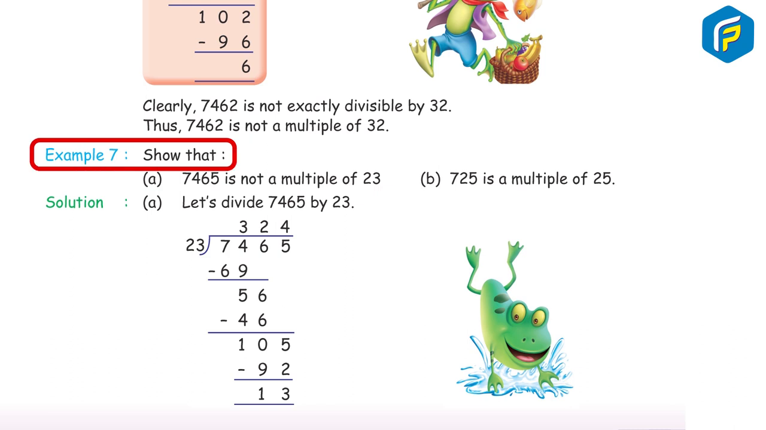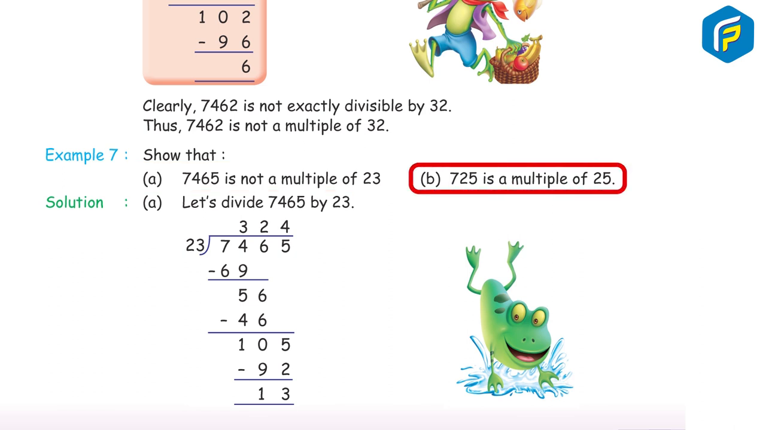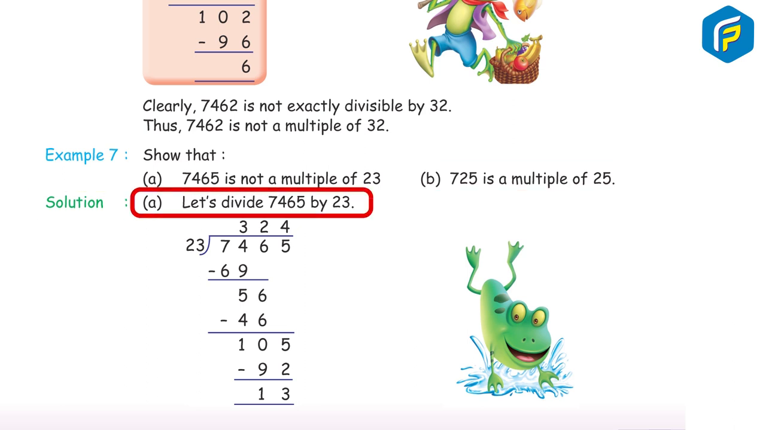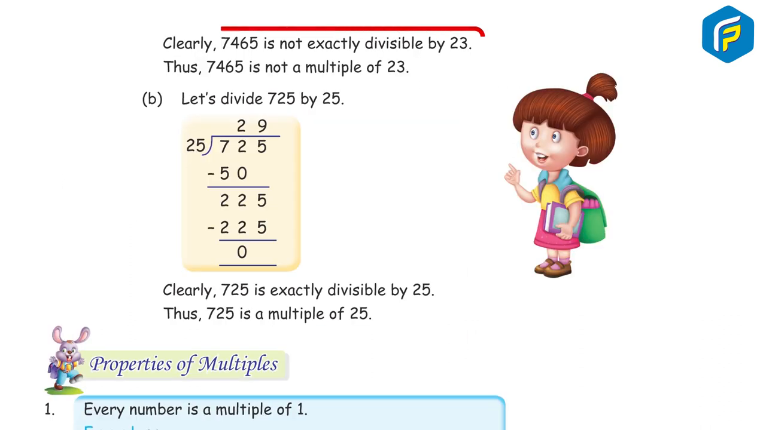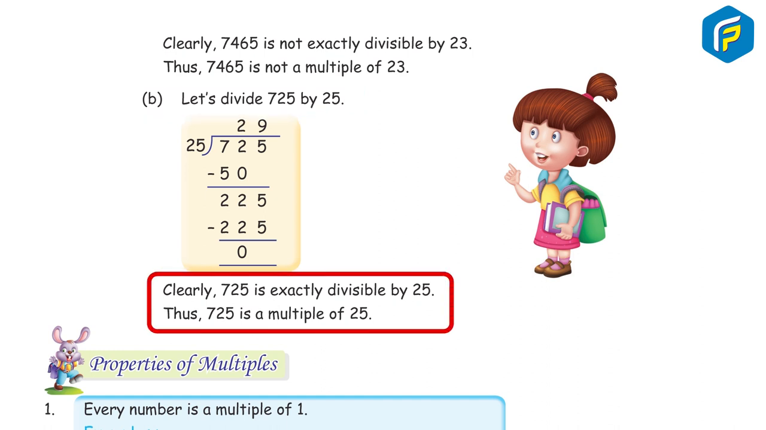Example 7. Show that A. 7,465 is not a multiple of 23. B. 725 is a multiple of 25. Solution A. Let's divide 7,465 by 23. Clearly, 7,465 is not exactly divisible by 23. Thus, 7,465 is not a multiple of 23. B. Let's divide 725 by 25. Clearly, 725 is exactly divisible by 25. Thus, 725 is a multiple of 25.